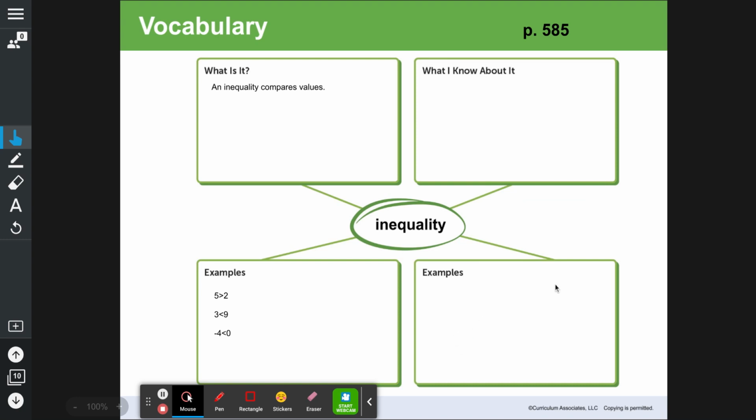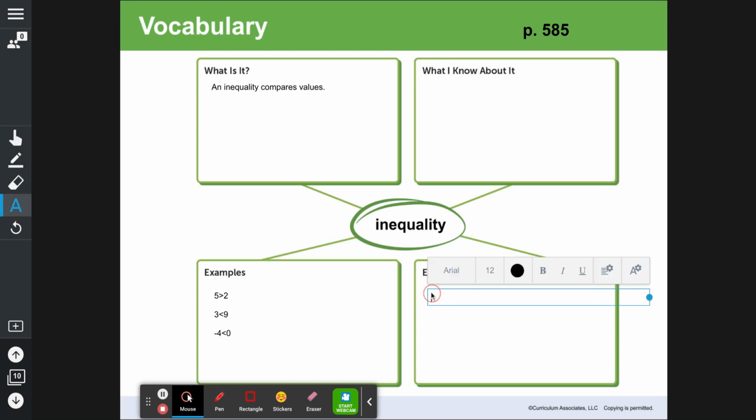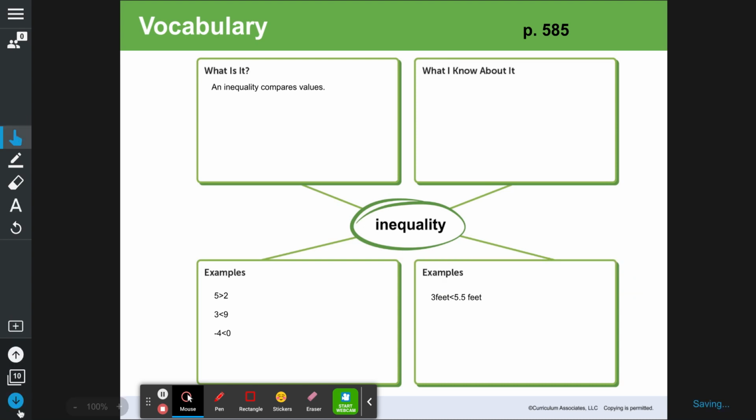And the bottom right, more examples. So we can add some examples with units. So again, I'm going to give you one example. You can come up with some more. If I said that 3 feet, that's a unit of measure, is less than 5 and 5/10 feet. Okay, that would work there. So come up with at least 3 more examples there of inequalities. And when you're finished with that, you can move on to the next slide.